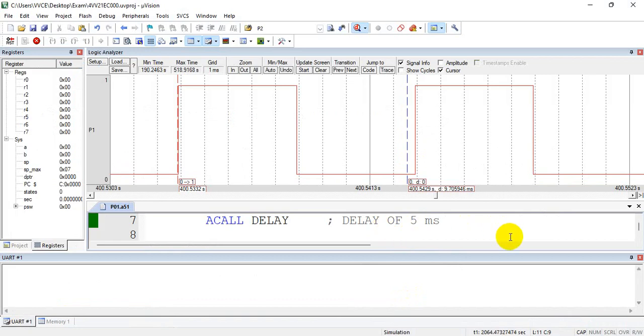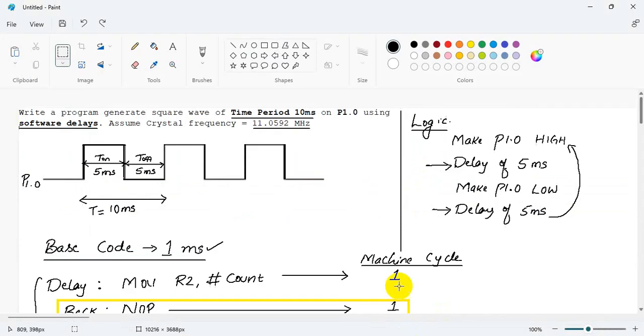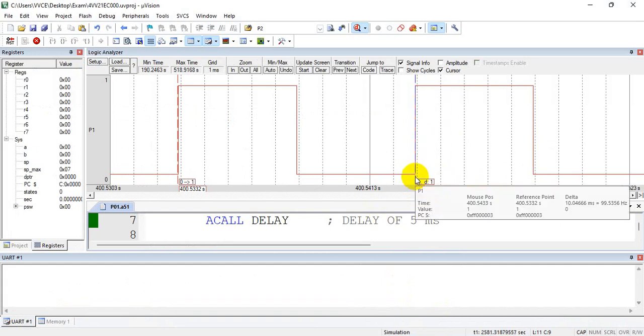I will capture this. See here. If I paste, oh, it's not getting captured. So it is 10.04666 milliseconds. So we have got approximately 10 milliseconds. So this is how we generate the required delay using software instructions. Thank you.